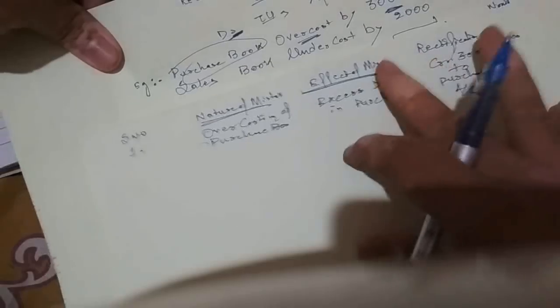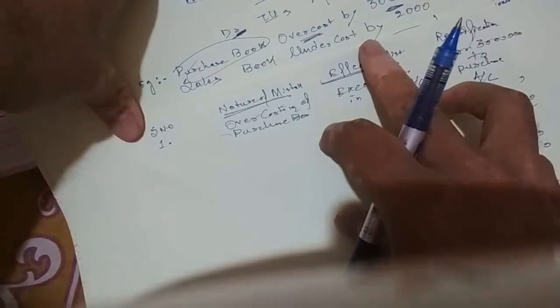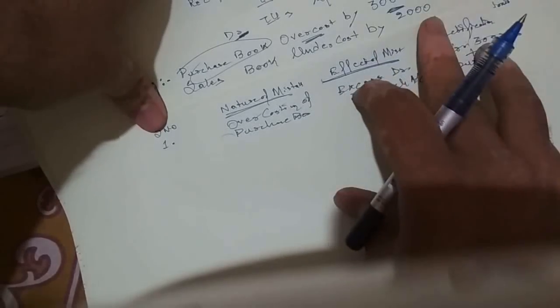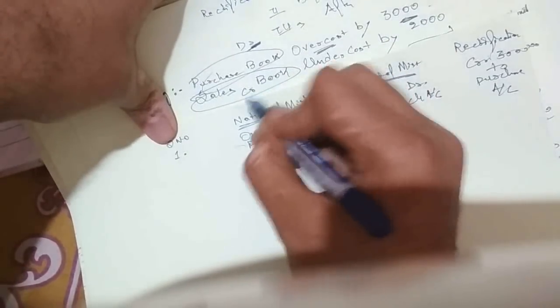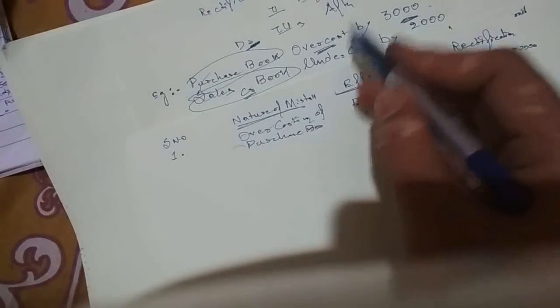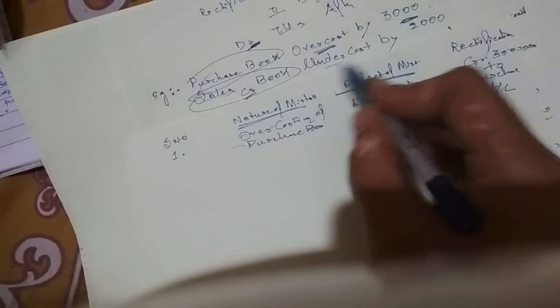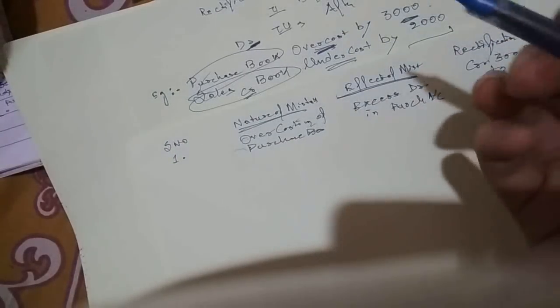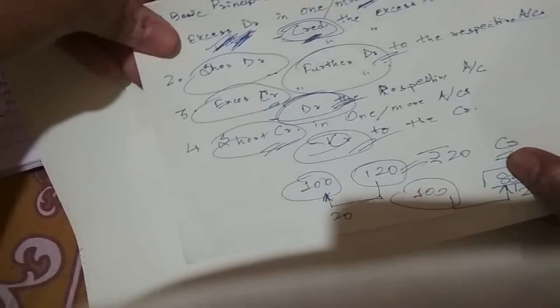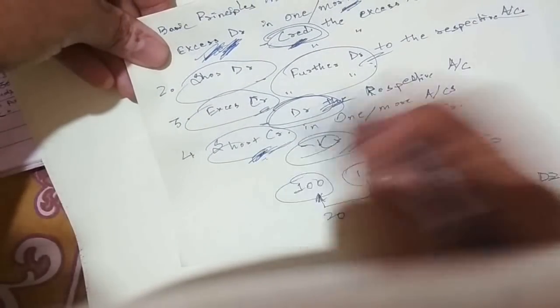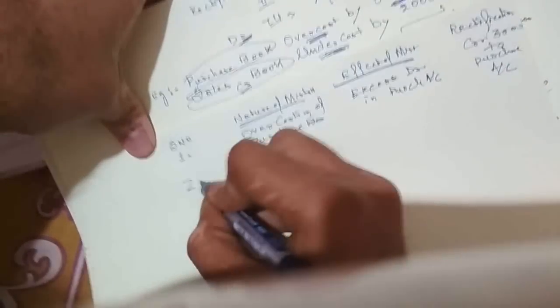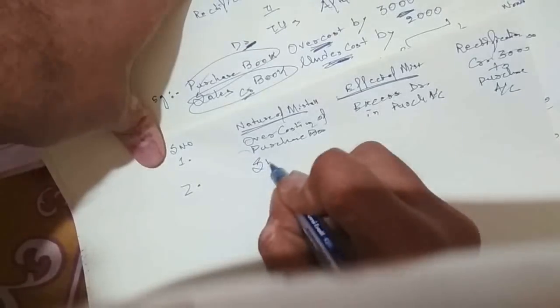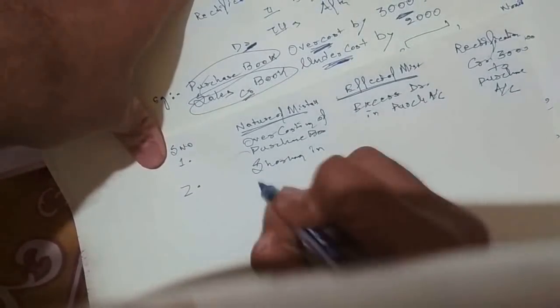So the next example: sales book undercast by rupees 2,000. In the sales book, what we have learned is that it has a credit balance. And when there is a shortage, undercast means shortage, overcast means excess. So undercast is a shortage of the credit balance. We will see the rules. For a shortage in the credit balance, what we need to do is credit further. So the second problem is shortage in sales book.